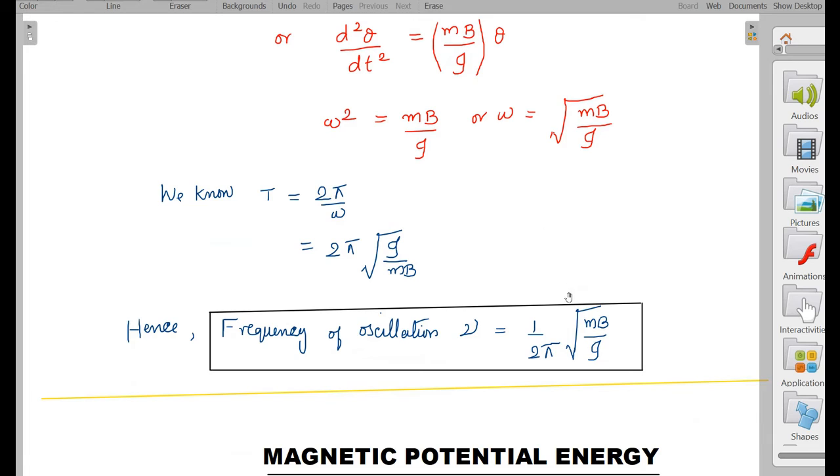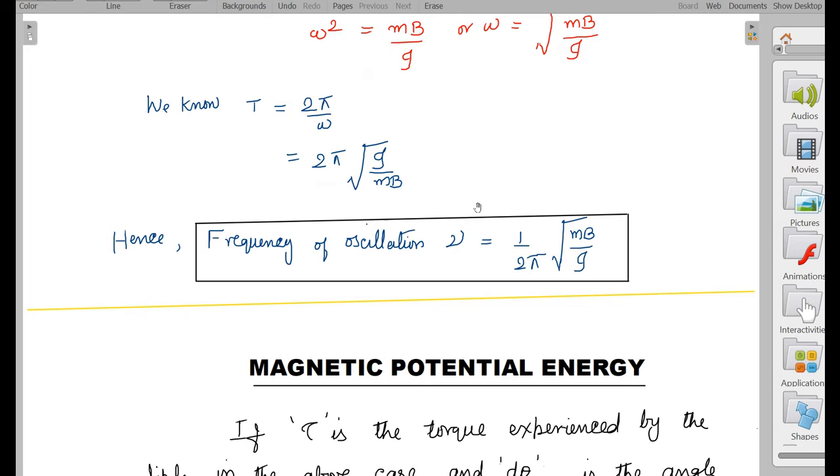Now let us see what is the frequency of oscillation. We know the equation T equals 2 pi by omega, which is equal to 2 pi into root of I by mB. Hence, frequency of oscillation is 1 by time period, which is equal to 1 by 2 pi into under root mB by I.